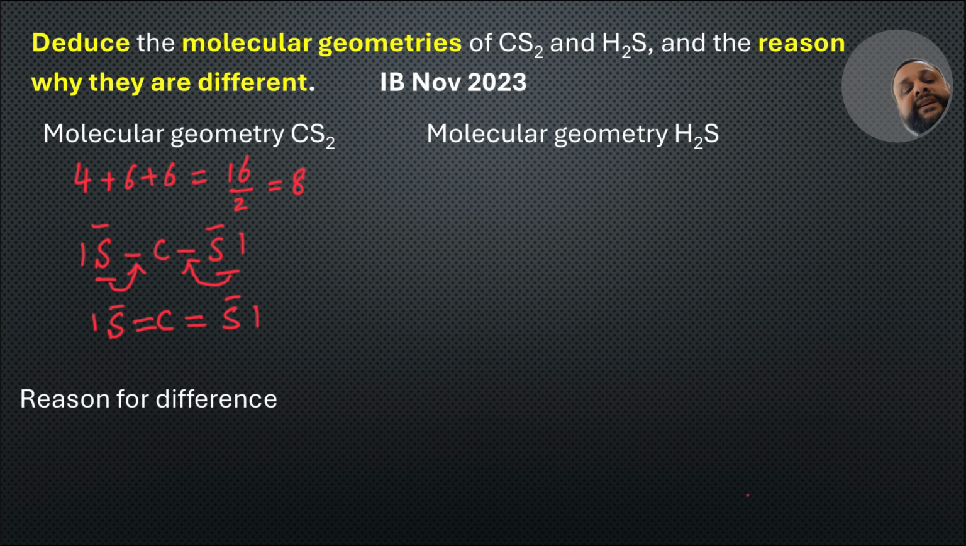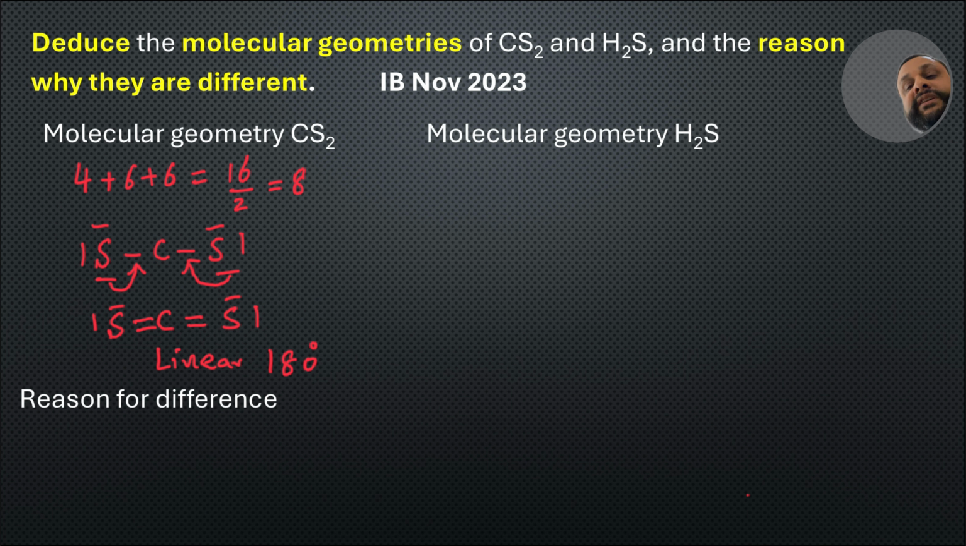So next step is to count the domains on the central atom. We have 2 domains around carbon and both of them are bonded pairs. So hence the geometry will be linear. Bond pairs repel, and they want to stay as far from each other as possible. So the geometry will be linear. Electron domain geometry will be linear, and molecular geometry will be linear because there's no lone pair, and the bond angle will be 180.